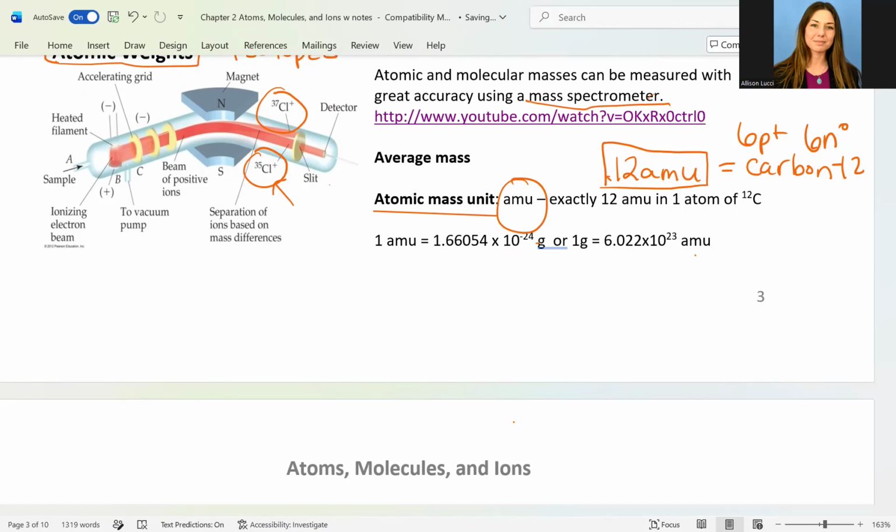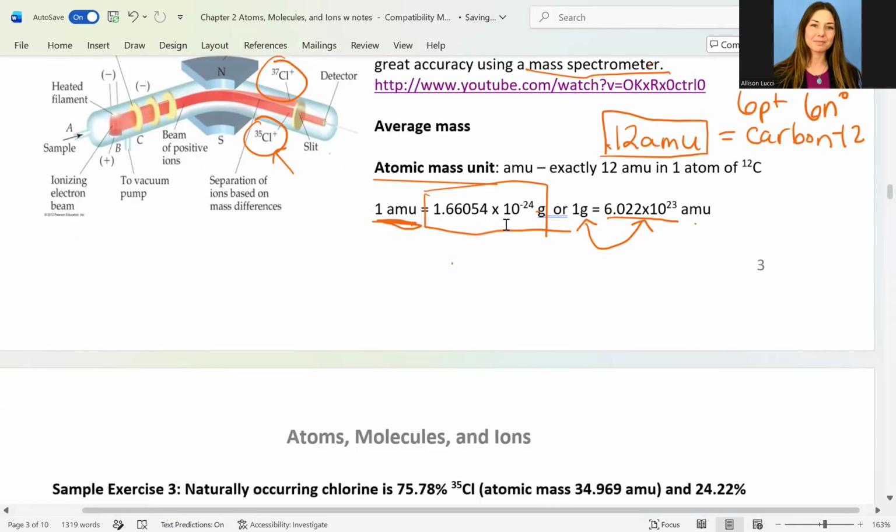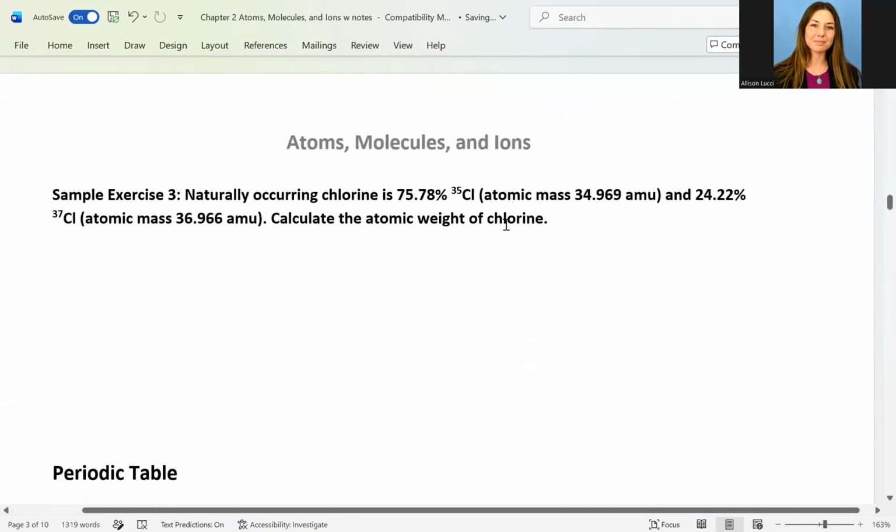There's also another equivalency shown down here that we may use a little less often, where we relate one atomic mass unit to 1.66054 times 10 to the negative 24th grams. So we can see where this equivalency is important here, where we have that 1 gram is equal to exactly Avogadro's number, 6.022 times 10 to the 23rd atomic mass units. So these relationships may come up a little later on.